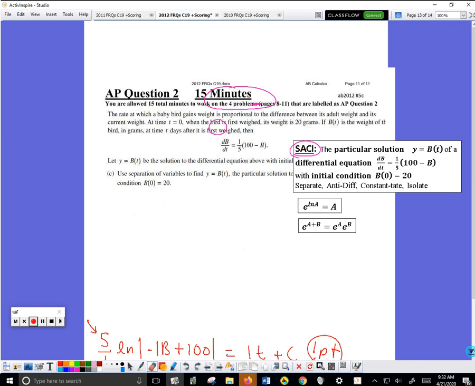And we solve the equation. So we have negative 5 natural log, absolute value, negative b plus 100, equals t minus c, which was minus 5 ln of 80.